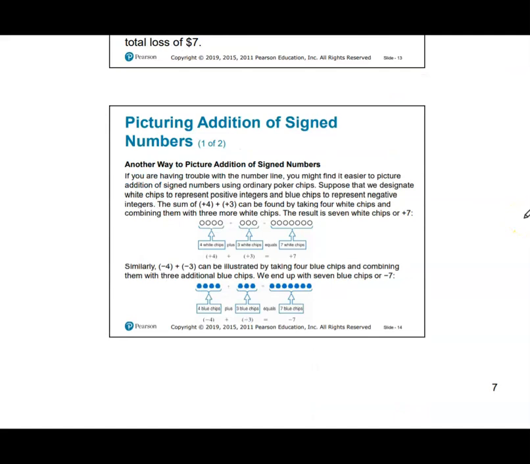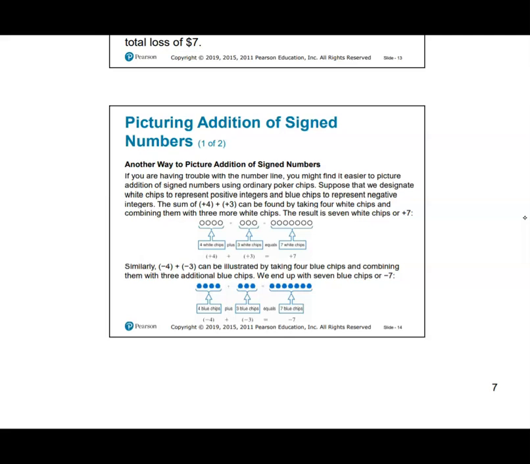Another way to picture addition of signed numbers is to look at it as white chips and blue chips. If you're having trouble with signed numbers, you might find it easier to picture addition of signed numbers using ordinary poker chips. Suppose that we designate white chips to represent positive integers and blue chips to represent negative integers.